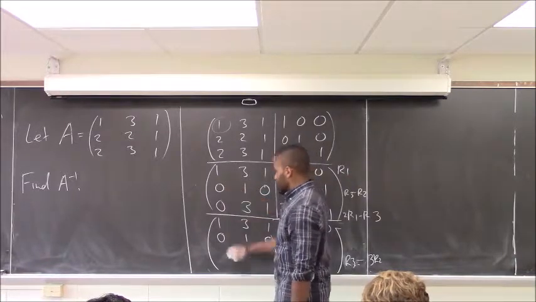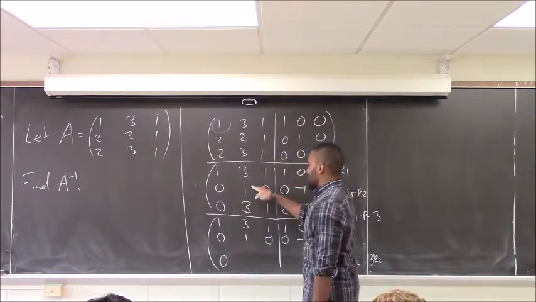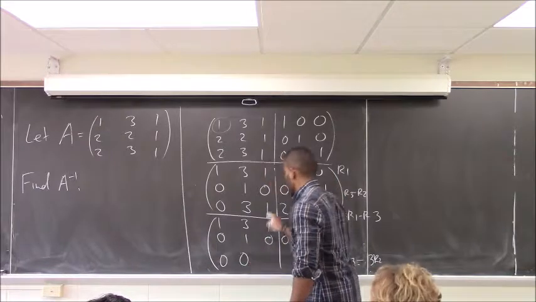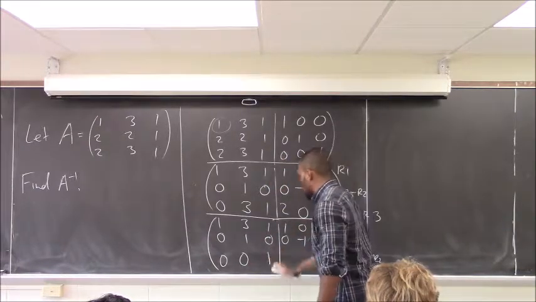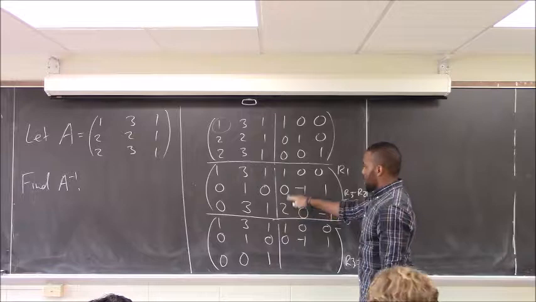0 minus 3 times 0, 0. 3 minus 3 times 1, 0. 1 minus 3 times 0, 1. 2 minus 3 times 0, 2.